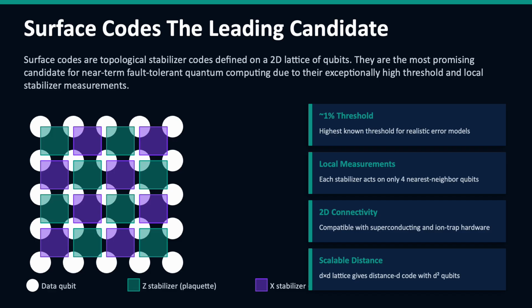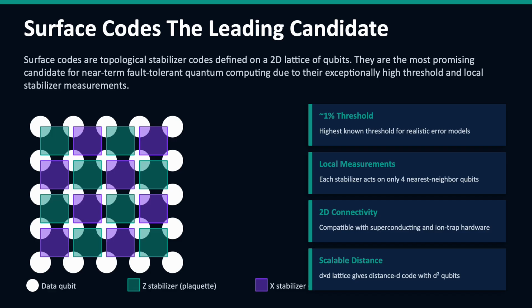Surface codes, the leading candidate. Let me introduce you to this concept. Of all the quantum error correcting codes discovered so far, surface codes are the current front runner for practical implementation in real hardware. The reason for their dominance comes down to the combination of factors that make them uniquely well suited to the physical realities of building quantum computers.